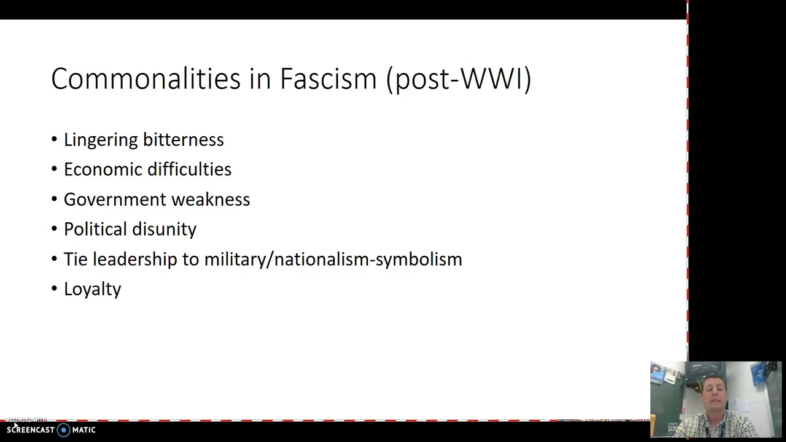These fascists are also going to tie leadership to the military, appeal to the sense of militarism that has been around prior to World War I, and also especially the sense of nationalism. You're either for us or against us tends to be a mode that's used by a lot of these fascists. The symbols that are created and used, already talked about kind of the flag. You'll see a lot of these fascist dictators in military uniforms trying to create that link.